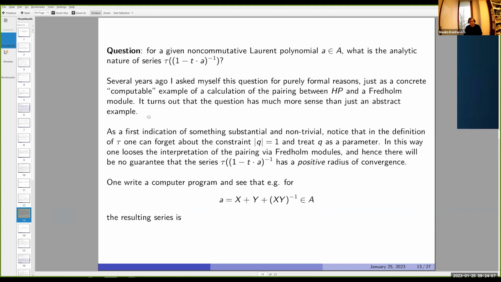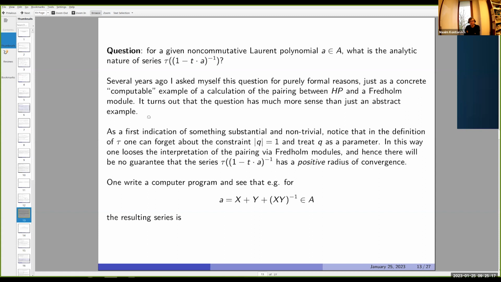Yeah, first of all, in this definition, one can forget about the constraint that q is a root of unity. So we lose convergence, but still get some formal power series. So we can treat q as a parameter. We're not sure the series has positive convergence radius. In fact, it will not.